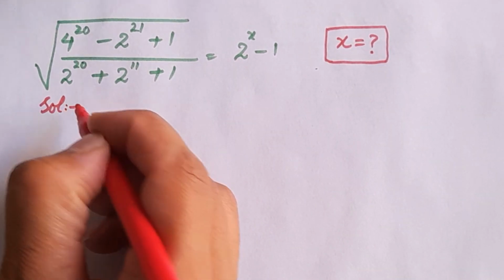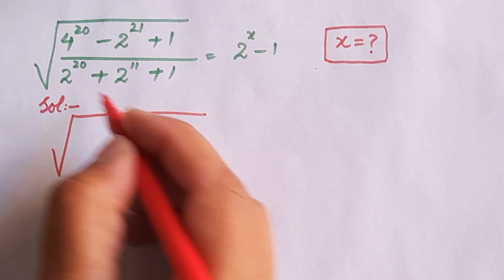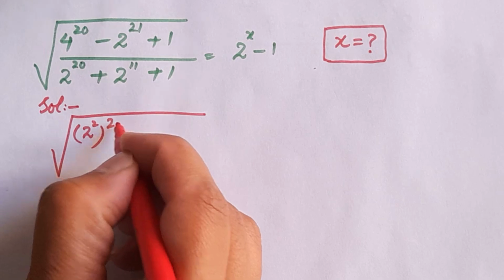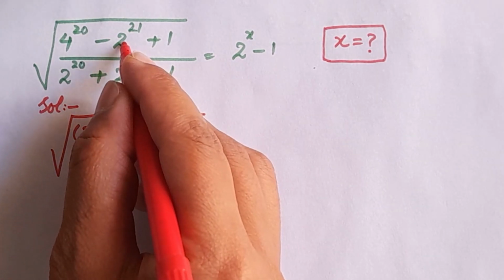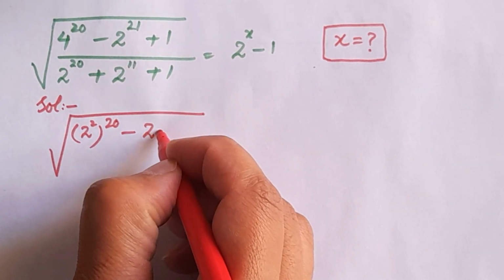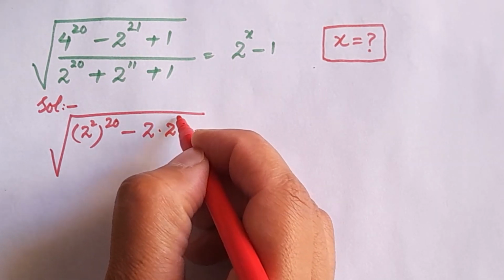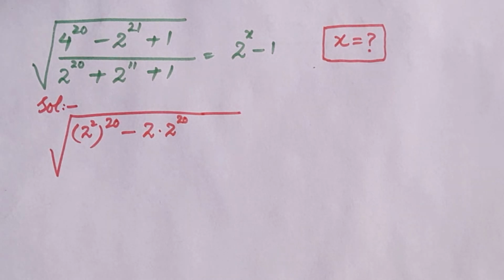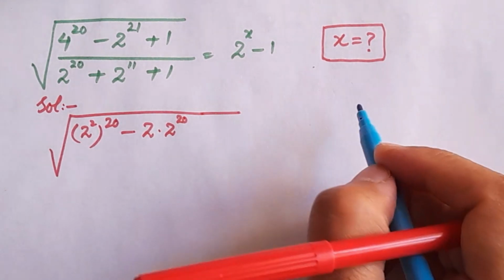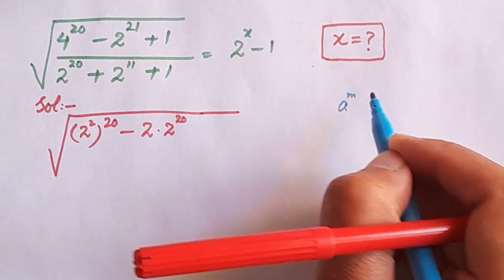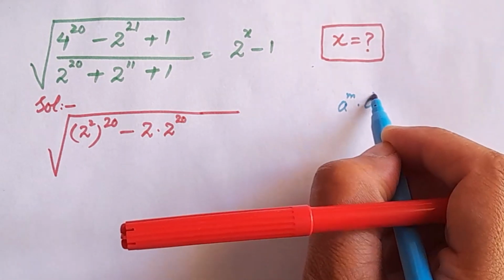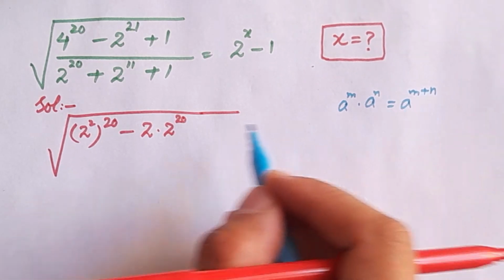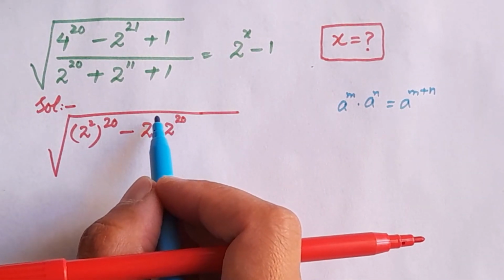Let's get started. Root 4 can be written as 2 to the power 2, and whole power 20. Minus 2 to the power 21 can be written as 2 times 2 to the power 20, because after adding the powers we will get the same again. Here we use the product rule of powers. According to that rule, a raised to power m times a raised to power n is equal to a raised to power m plus n. Means we can add the powers. So if we add the powers, we will get 2 to the power 21.